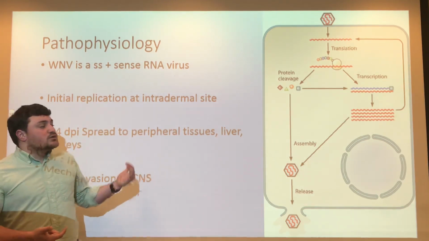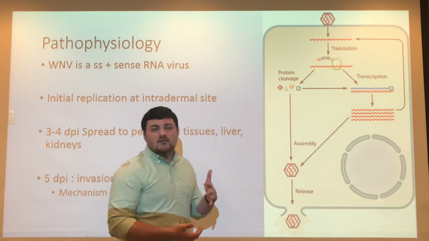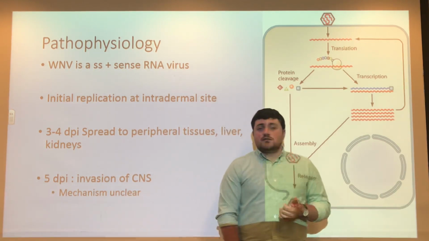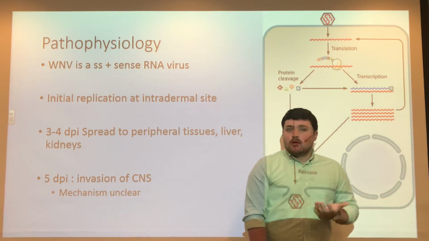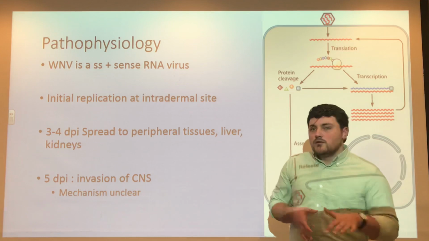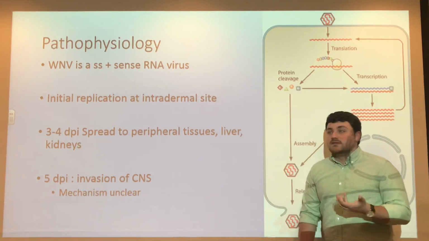Now, in extreme circumstances, about 5 days post-infection, sometimes the virus can find itself disseminated into the central nervous system. Now, the mechanism by which the virus finds its way into the central nervous system is still unclear, but there are a few different hypotheses regarding how it does this.